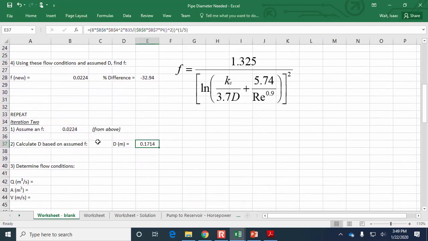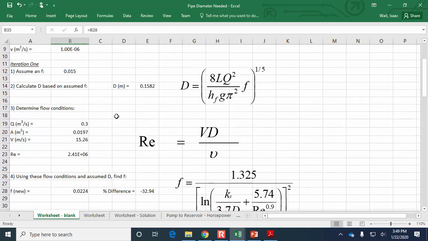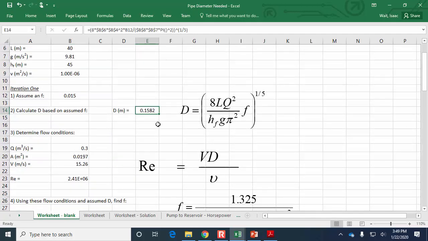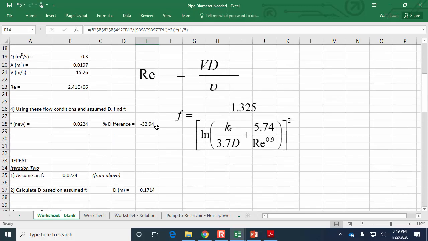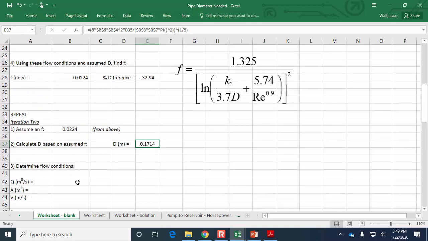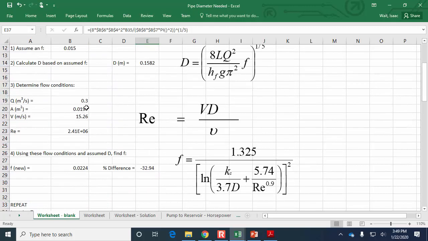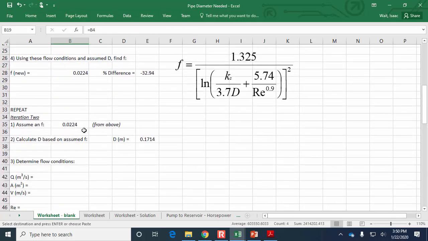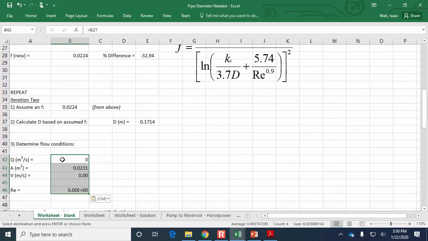So based on this new improved f value, instead of having a diameter of 0.158 meters, now I know it needs to be a little bit bigger because the pipe's not that smooth. My initial guess was unrealistically smooth. It was assuming a really low f value for the pipe. The pipe isn't that smooth, so the pipe needs to be bigger than I originally came up with. And so what's going to be the flow rate based on this new pipe diameter? Let me do that same thing as above. Let me copy all of this, Control C, and paste, Control V.